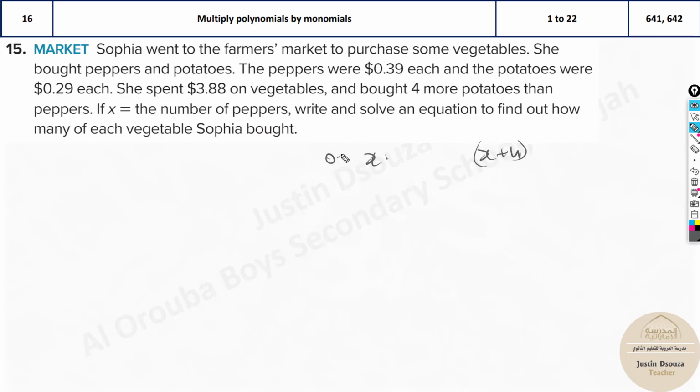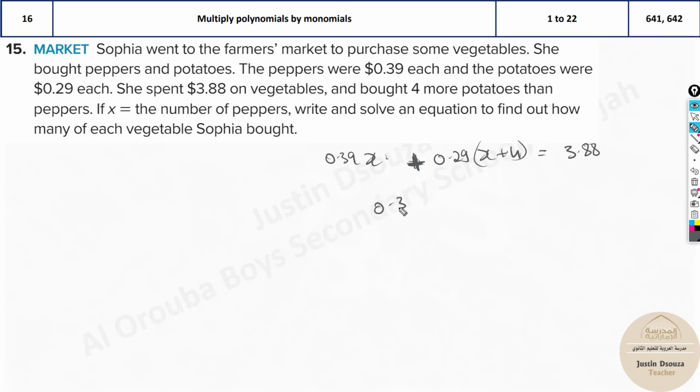It's 0.39x. Potatoes is 0.29. This is add. What is the total amount of money? If you add these both, it must be 3.88. That's it. Now we can solve it.